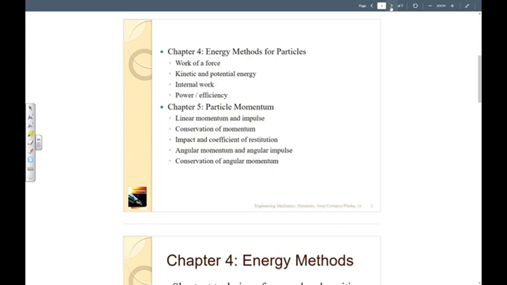Work. Remember, this is the integral of force dotted with displacement. It's a dot product here. I only care about the force acting in the direction of motion. That's pretty important to us.